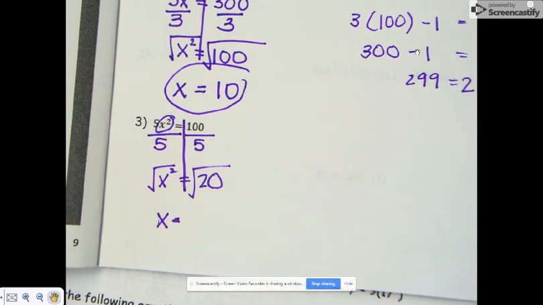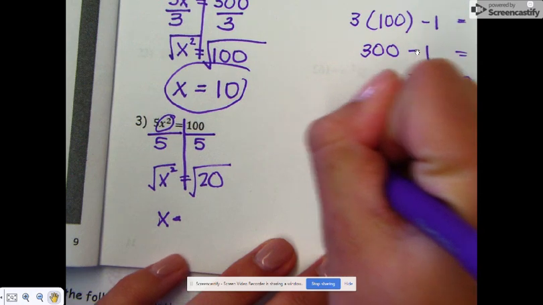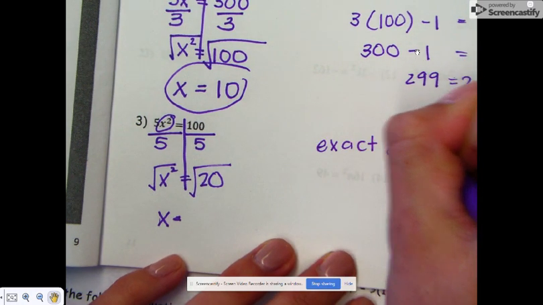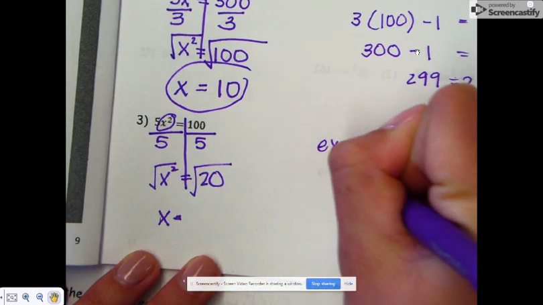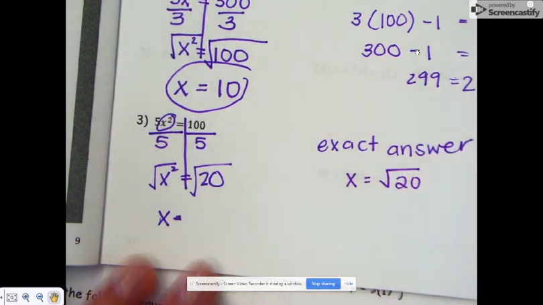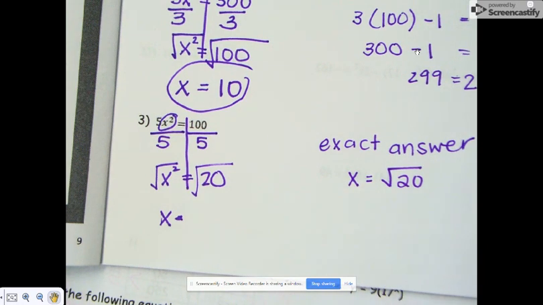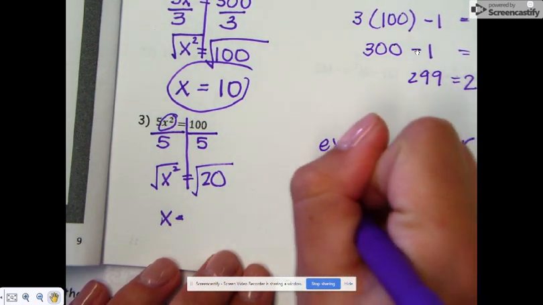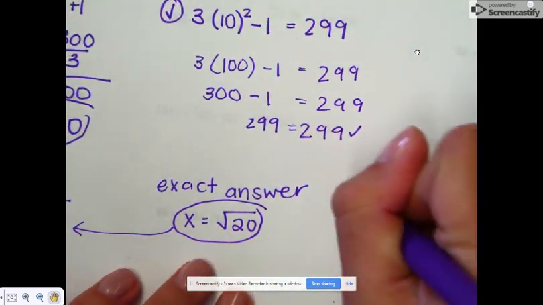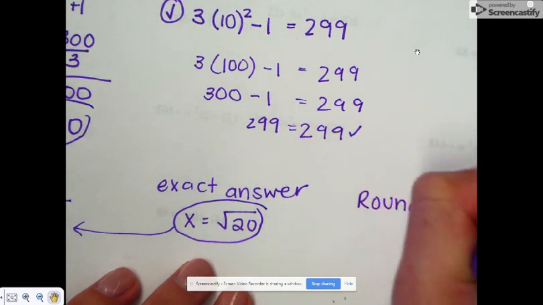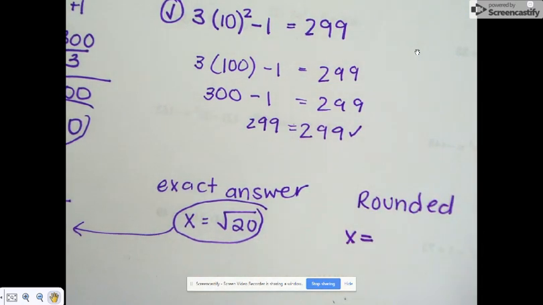So this is where it depends. If it wants the exact answer, that's when you just leave it as x equals the square root of 20. Remember, if it's not a nice root, it's irrational, so you're going to have to round it if you want to write it down. If you round it, it changes the answer. It's not exact anymore. So if you want the exact answer, you're just going to leave it as the square root of 20. If you want the rounded answer, you're going to use your calculator to take the square root of 20.